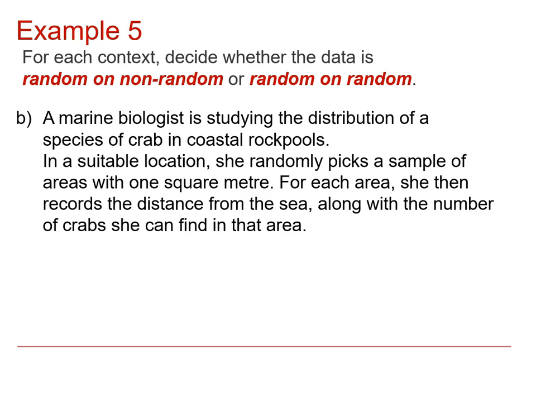A marine biologist is studying the distribution of a species of crab in coastal rock pools. In a suitable location, she randomly picks a sample of areas of 1 square metre. For each area, she then records the distance from the sea along with the number of crabs she can find in that area. Well, we might expect the number of crabs to be affected by the distance, but neither variable is being controlled by the biologist. So both are still random. It is still random on random.